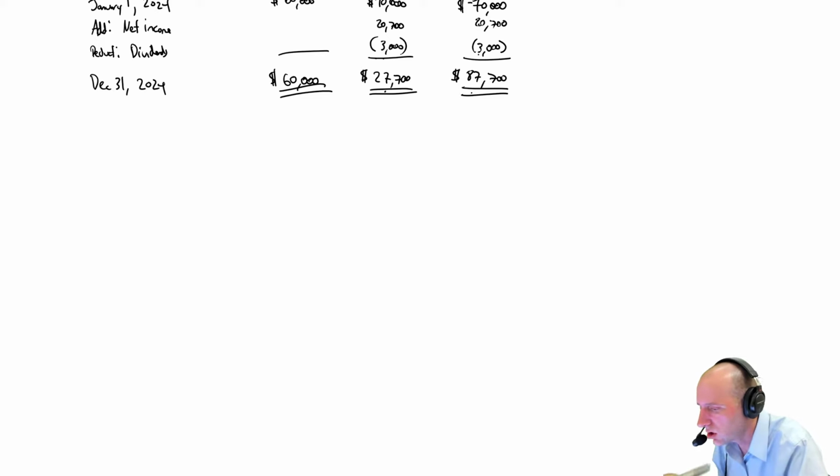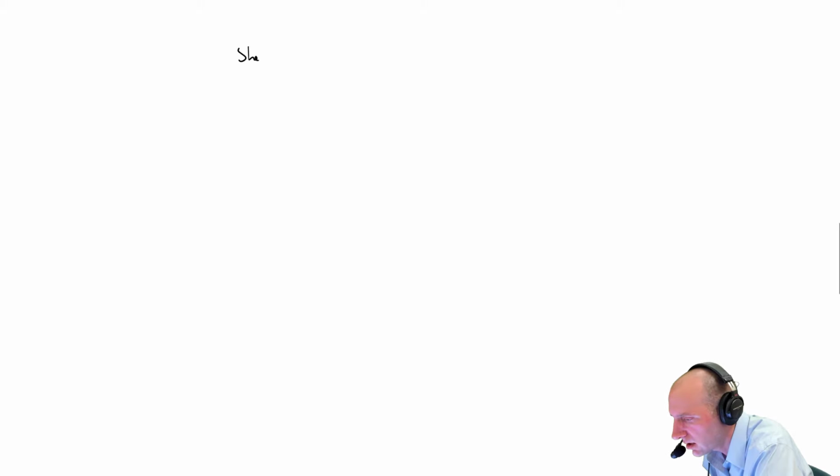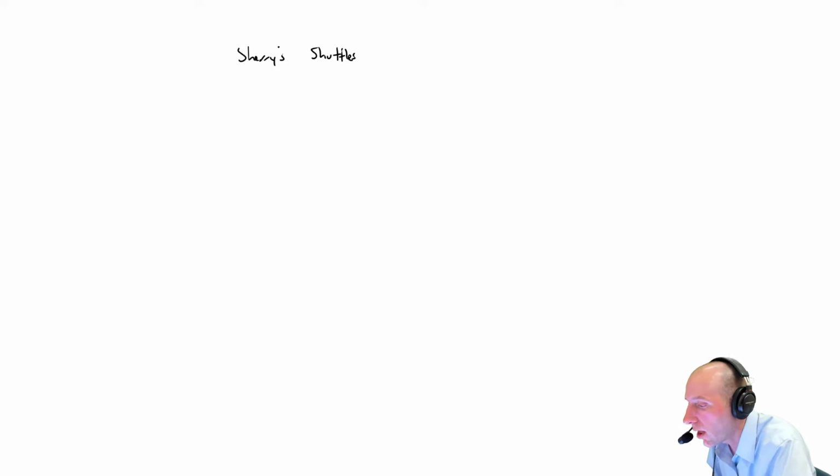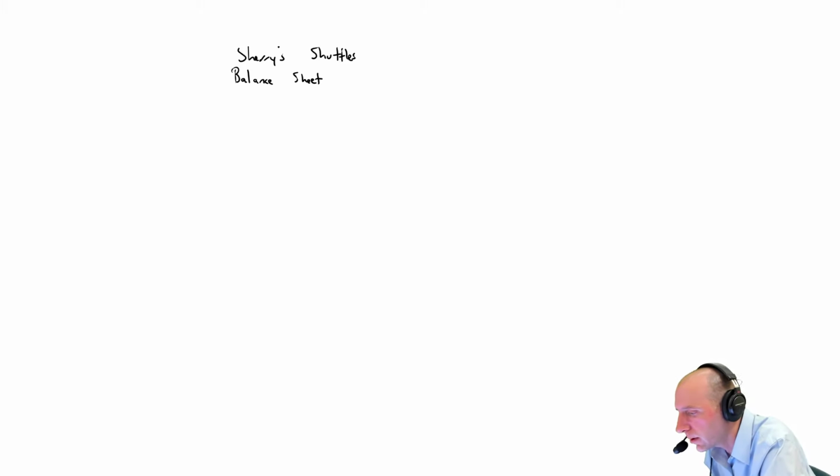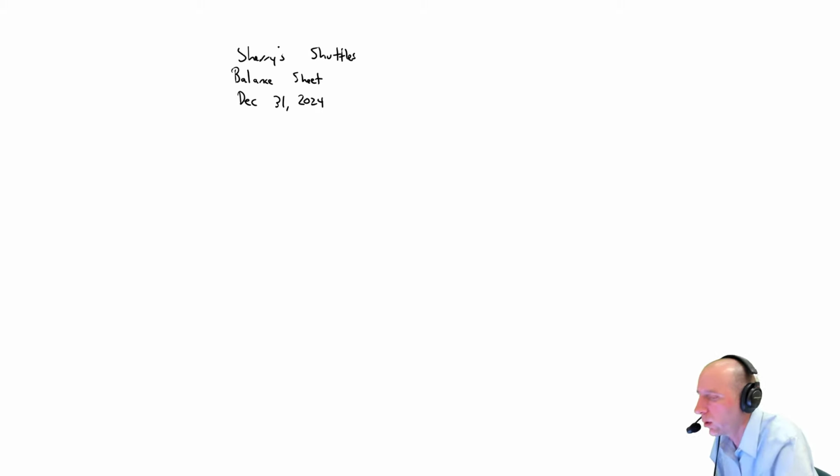Okay, so the name of our company is a 3-line title as always. The name of our company is Sherry's Shuttles. The name of our financial statement is the balance sheet. This is also frequently called the statement of financial position, but we call it a balance sheet. And the balance sheet does not say for the year end, for the month end, for the quarter end. The balance sheet just gets dated. So we're just going to put the date December 31st, 2024 on the top.